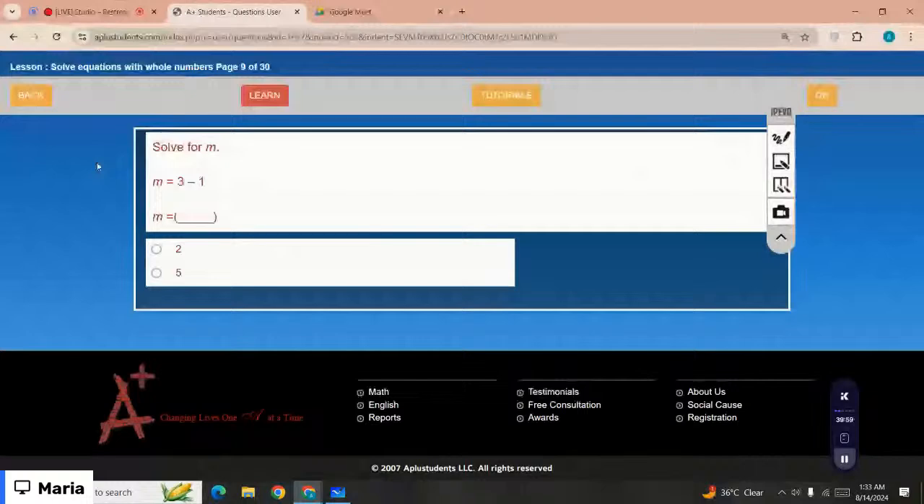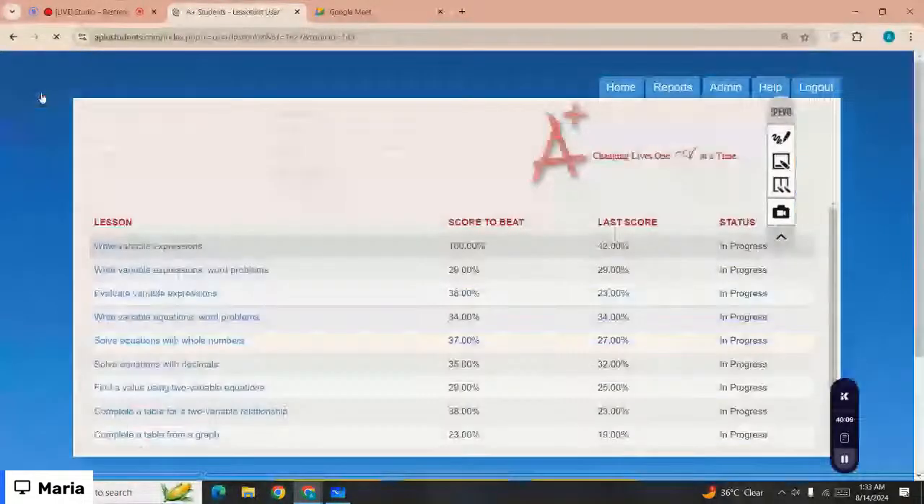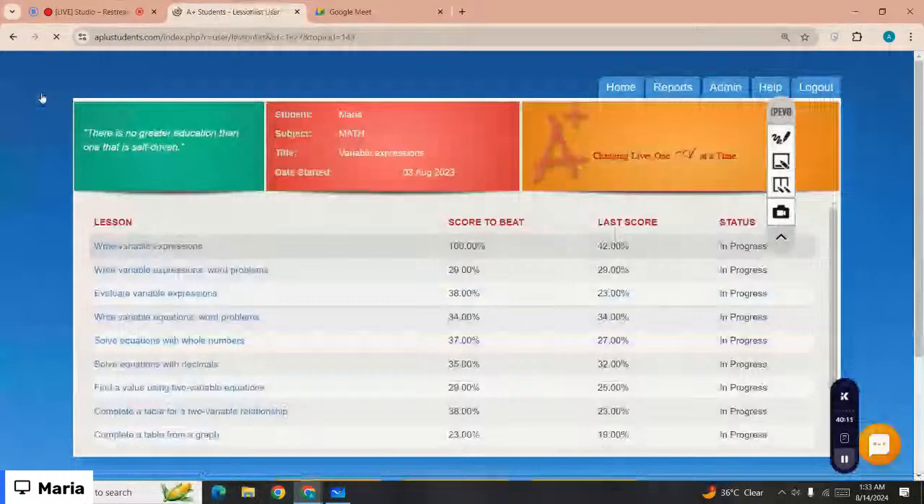Okay, you can complete the lesson by yourself later today. Let me just move on to the next lesson. And the next lesson is solve equations with decimals. Let's just start with the next lesson.